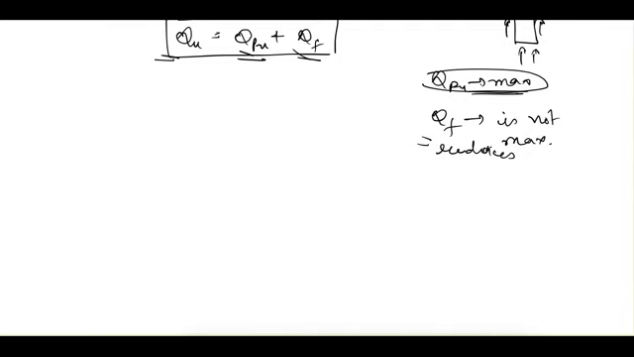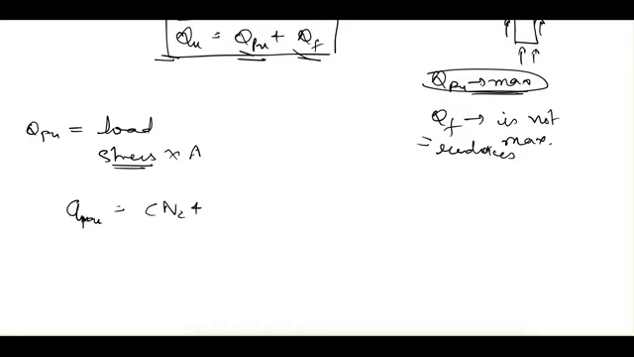So after that, the point resistance QPU, which is a load. First let's see what is the stress corresponding to it. So stress times area will give us the load. Now what is this stress? So to find out QPU, we use this formula that we saw in the shallow foundation, that is cNc plus qNq plus 0.5 gamma B N gamma.